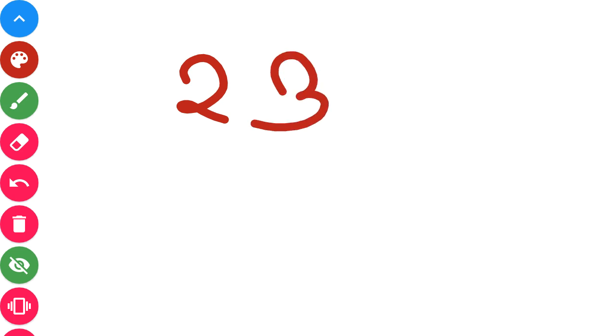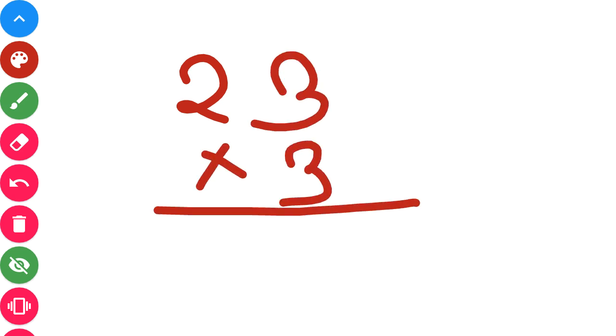Now, let us do a new concept, that is multiplication with regrouping. Today we will learn multiplying a number with one digit with regrouping. So first of all, let us revise 23 into 3. How much will we get?